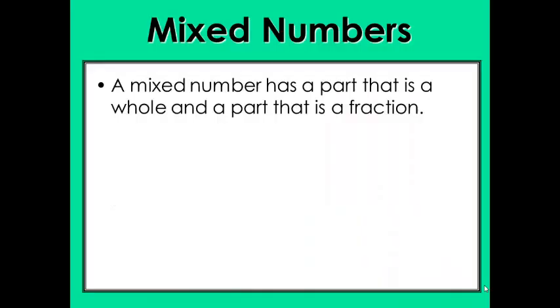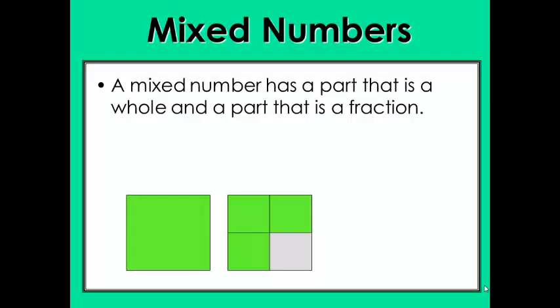Mixed numbers. A mixed number has a part that is a whole and a part that is a fraction. So here you see two squares. You see one whole square and 3 parts out of 4 parts of the square colored in green. So this mixed number would be 1 and 3/4.